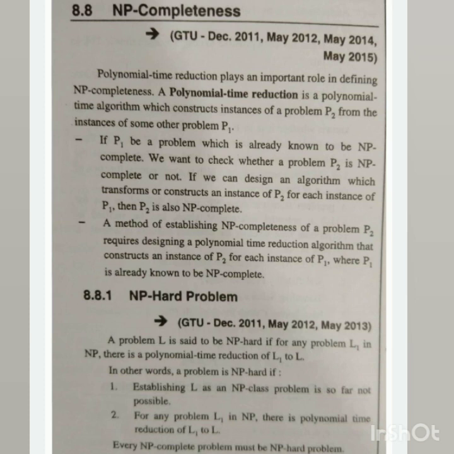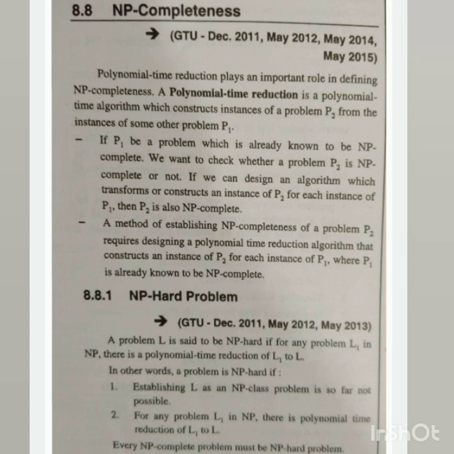So polynomial time reduction is a polynomial time algorithm which contains a number of sub-problems. The sub-problems can be problem 1, problem 2, so here we will give them the names P1 and P2. Just take an example. If P1 is a problem that is already known to be NP complete, and we want to check whether the second problem, P2, is also NP complete or not, we will design an algorithm in such a way that the instance of P2 for each and every P1 is also NP complete.